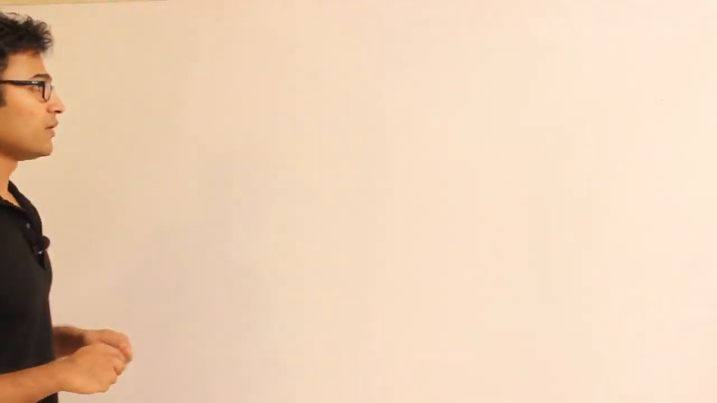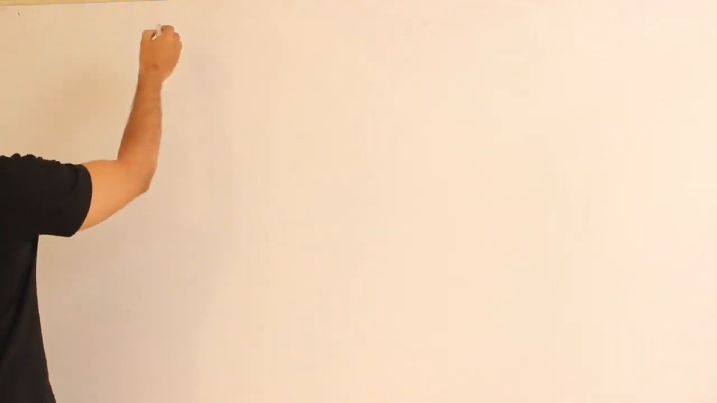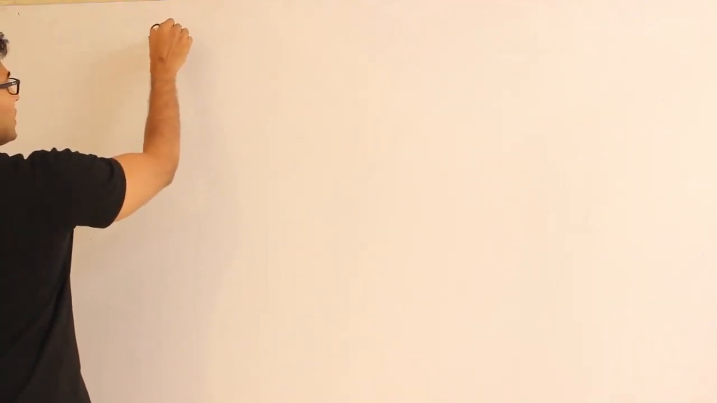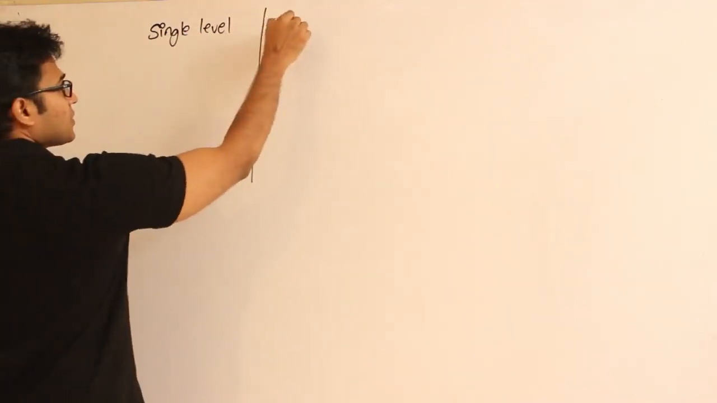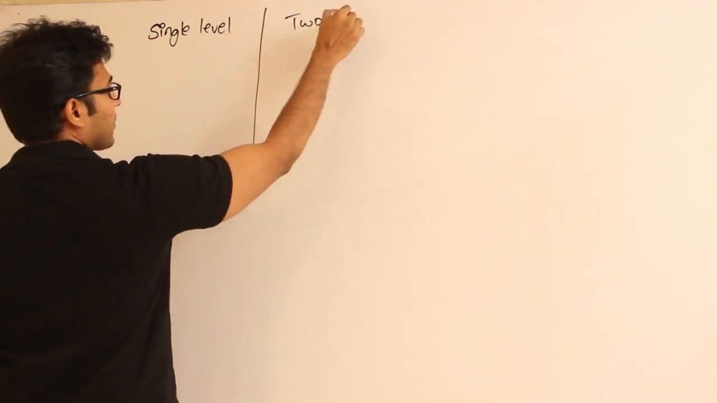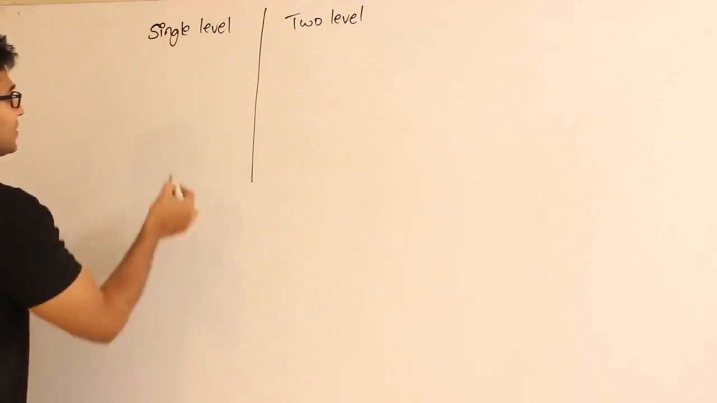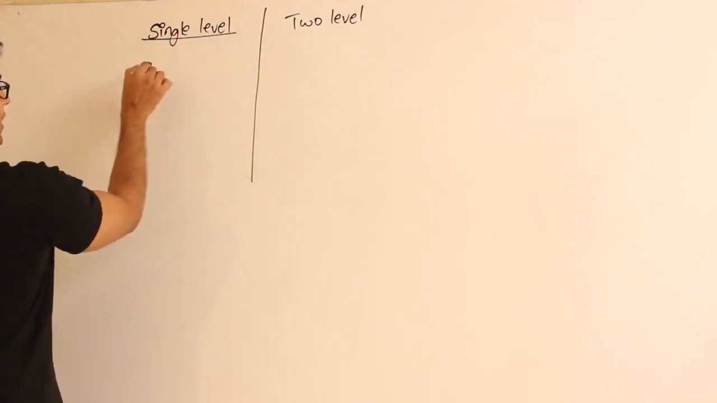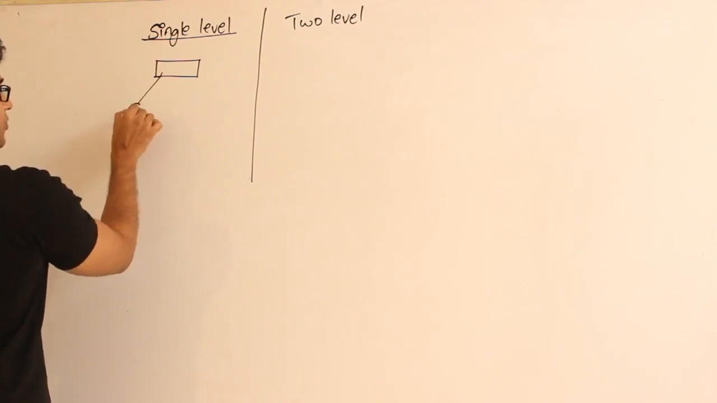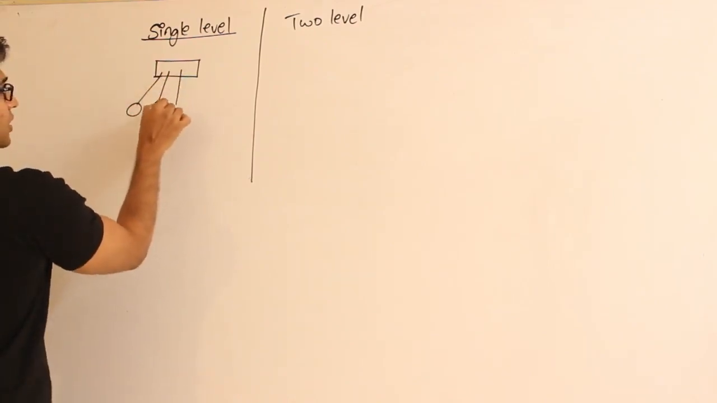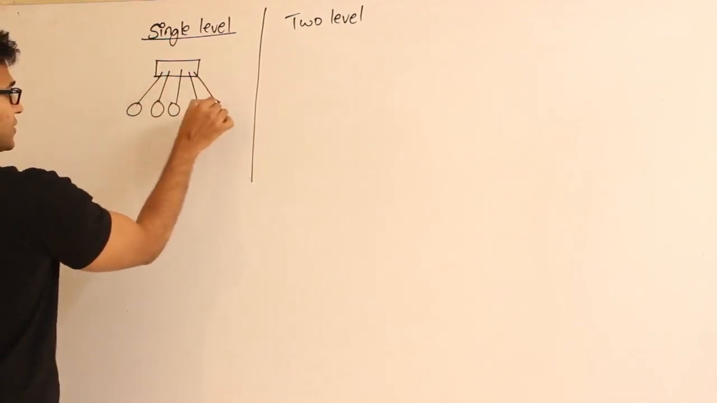Now let's see these first two types of implementations of directories. One is single level and the other one is two level. So what is a single level directory? The entire file system will contain only one directory, and this particular directory is supposed to mention all the files which are present in the file system.